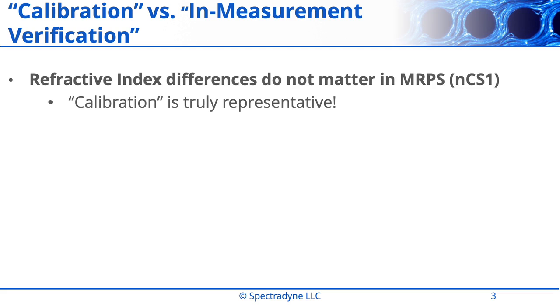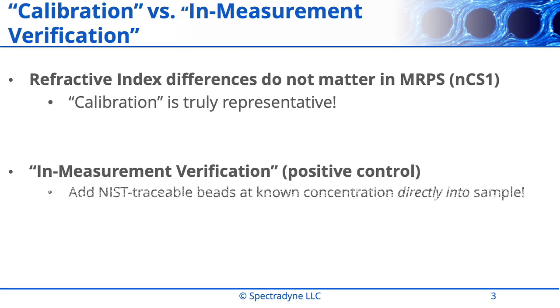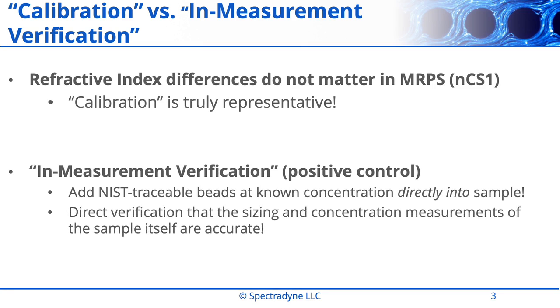However, the NCS1 has another unique capability that allows us to make in-measurement verification of both size and concentration as a positive control within the actual sample measurement. To do that, we merely add NIST traceable size beads at a known concentration directly into the sample. This yields an in-measurement verification that the sizing and concentration measurements of the NCS1 on a given sample are not only accurate, but also traceable.